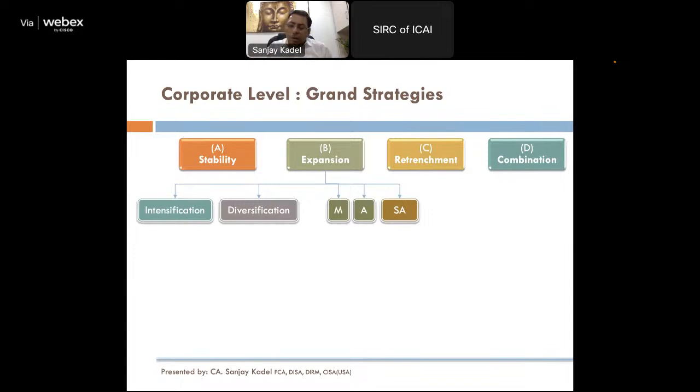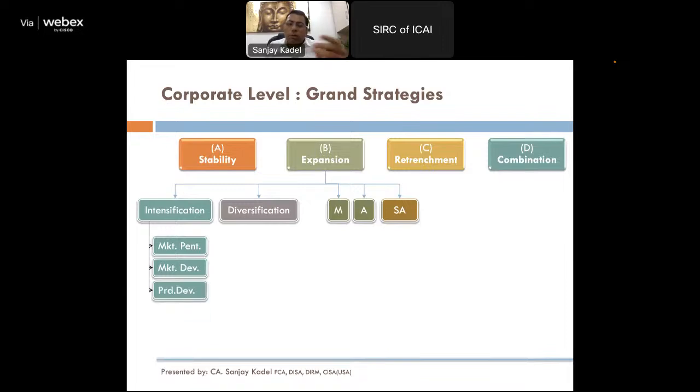Intensification can again be of different types. If you remember Igor Ansoff model, we had discussed certain strategies where existing market, new market, existing product, new product, we had discussed what strategies will be adopting. So if there is an existing product in an existing market, what strategy will you adopt? You will adopt market penetration strategy. If you want to bring existing product in a new market, what strategy will you adopt? Market development strategy. If you want to bring new product in an existing market, product development strategy.